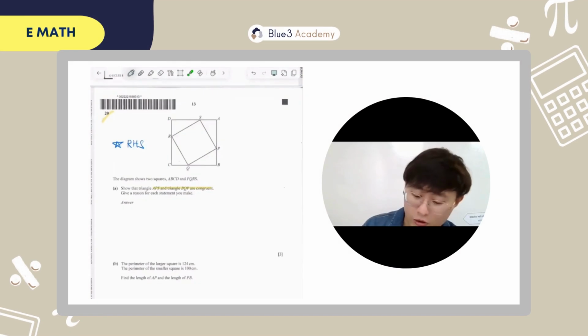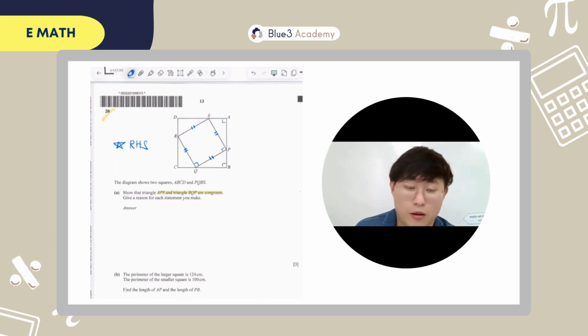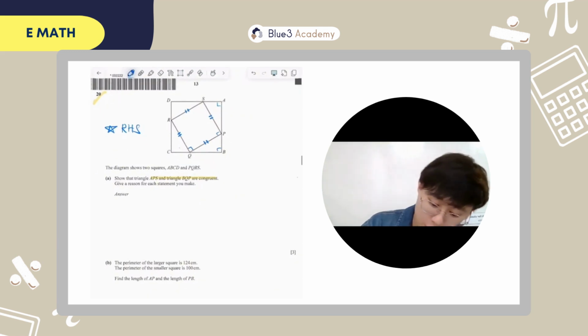So I'm going to prove the congruency first. You have a lot of information actually. You have two squares. So I'm going to just write down the lines here first. At the same time, you know that all the angles here are right angles. For a congruency test, you should know that there are a few tests: SSS, SAS, ASA, if not AAS. The last final one is your RHS.